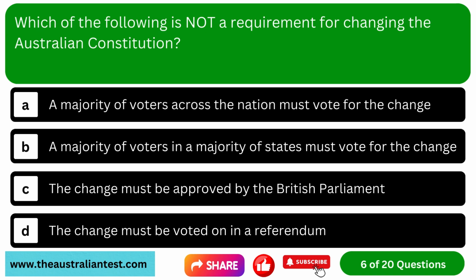Question 6. Which of the following is not a requirement for changing the Australian Constitution? Option A. A majority of voters across the nation must vote for the change. Option B. A majority of voters in a majority of states must vote for the change. Option C. The change must be approved by the British Parliament. Option D. The change must be voted on in a referendum.